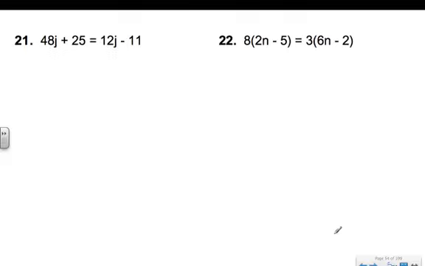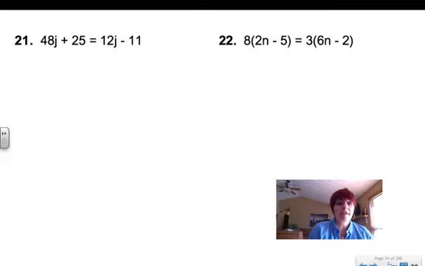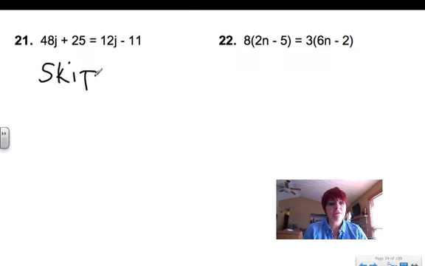Moving on, number 21. Again, we have variables on both sides. So actually, we just did a problem like that, so I'm going to skip this one. If you have any questions on number 21, please feel free to ask in class. I would love to answer your questions.